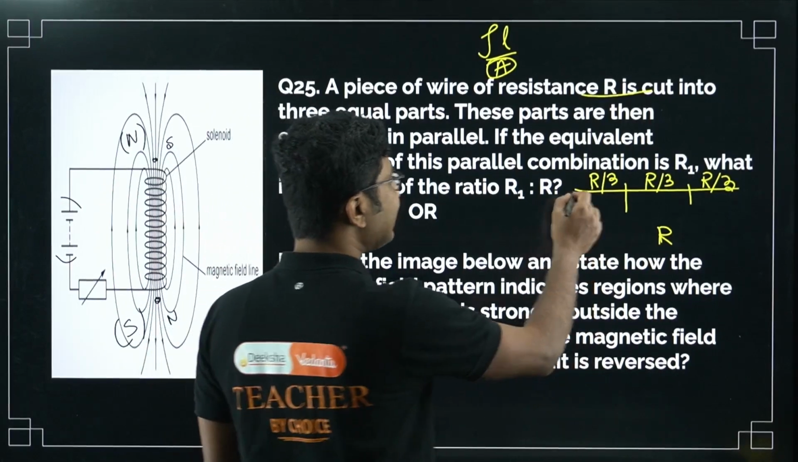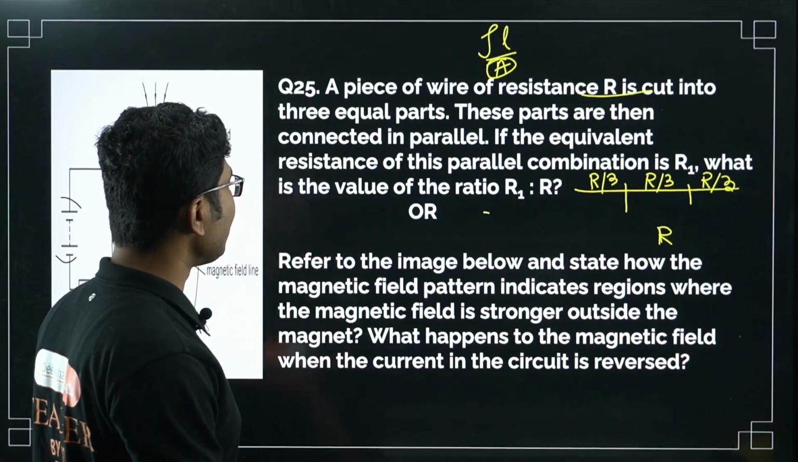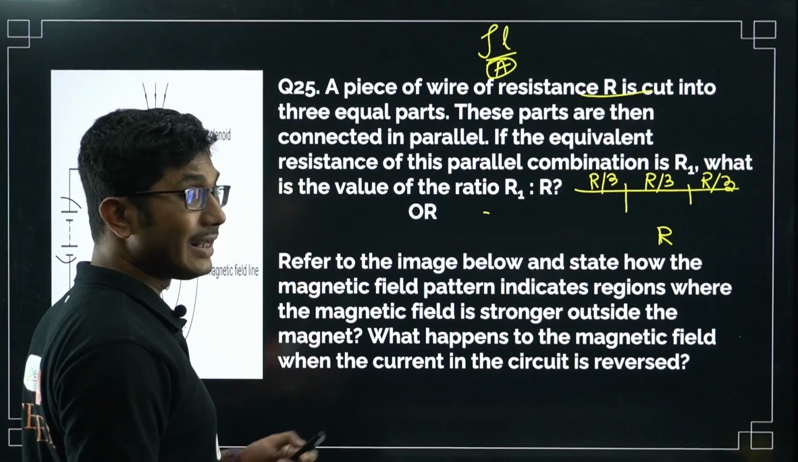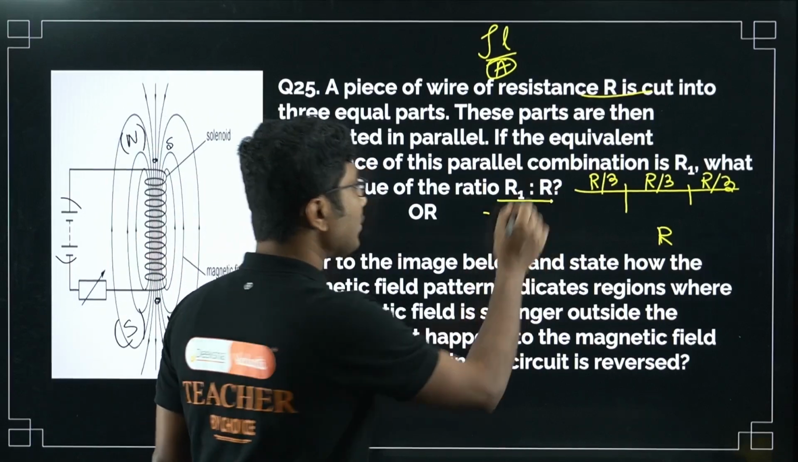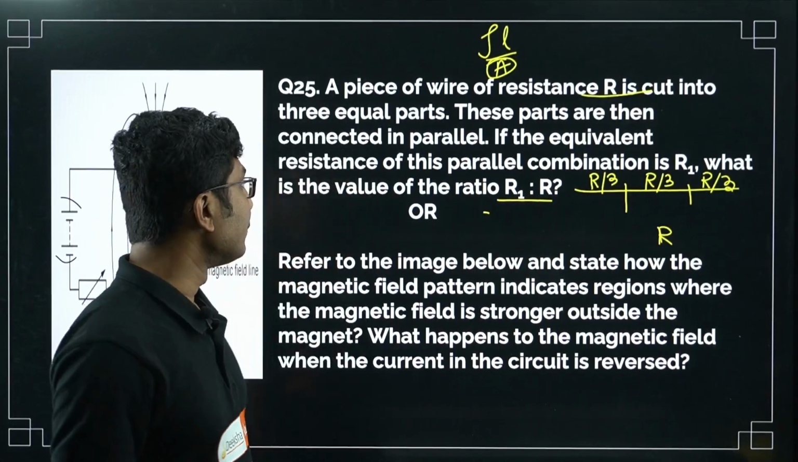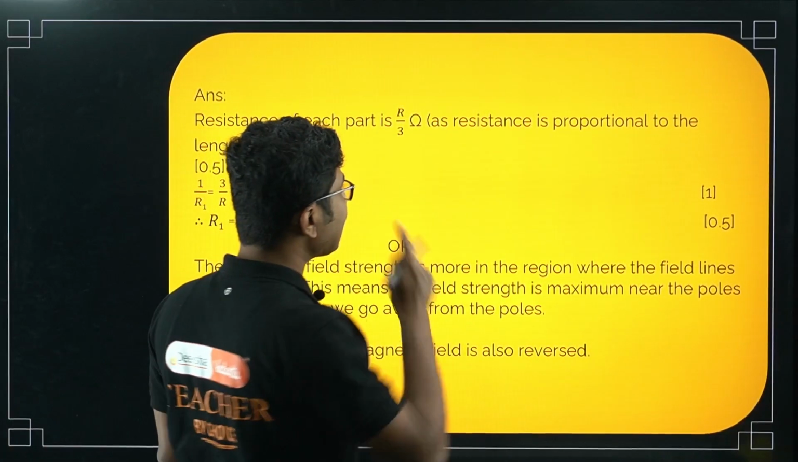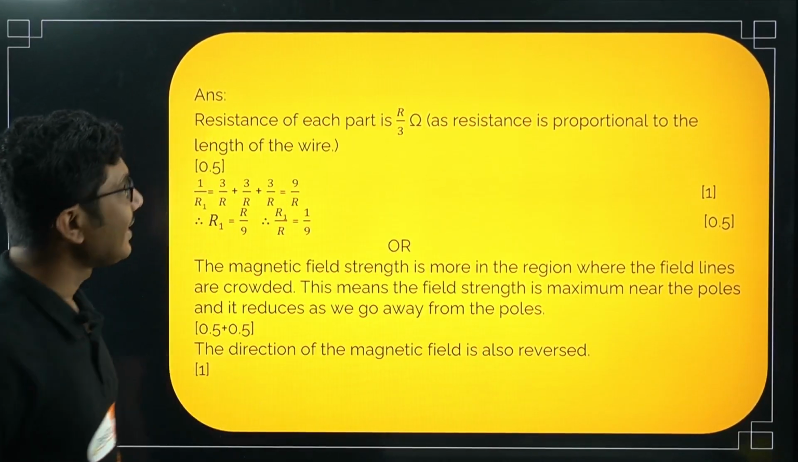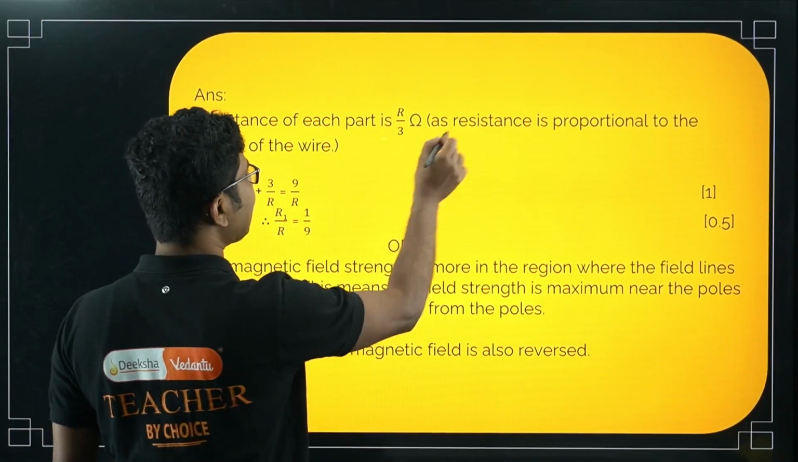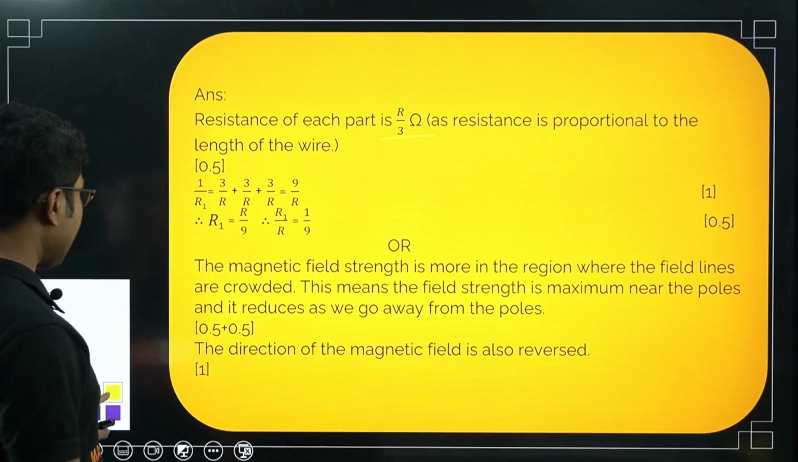So now these 3 R by 3s are connected in parallel and you have to find the ratio of R1 is to R. Very important, which ratio you are finding. R is to R1 will be a different value, R1 is to R will be a different value. So let's see. They have done the solution. Let me explain that. First of all, you have to identify that all the resistances have 3 parts of R by 3. For that you will get 1 mark, I guess.